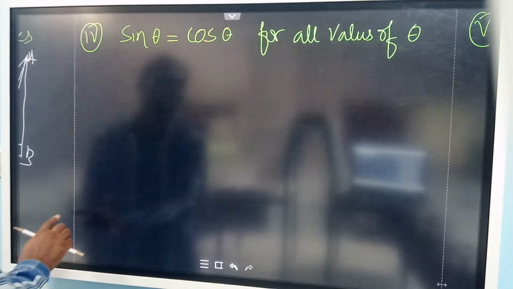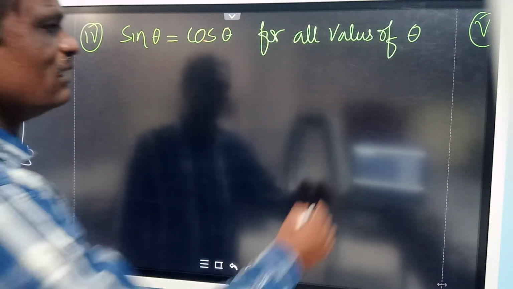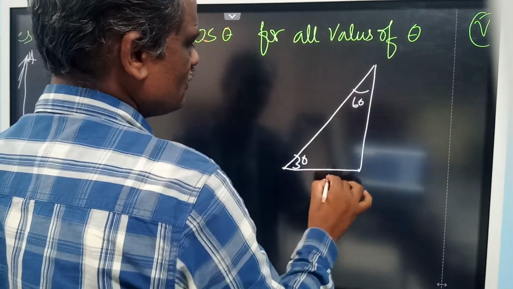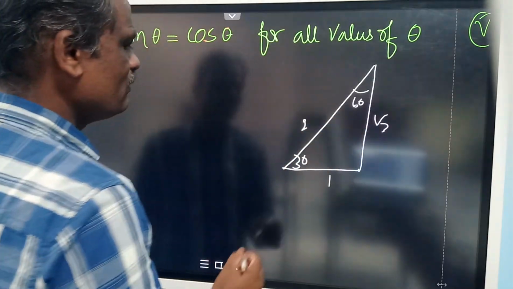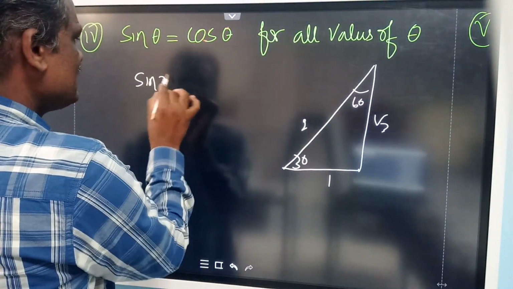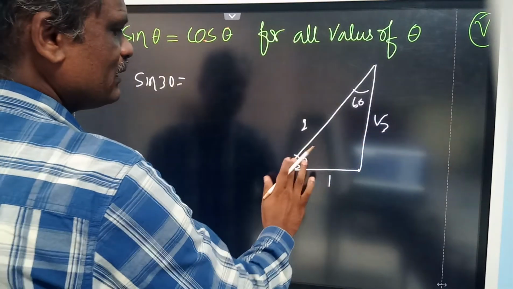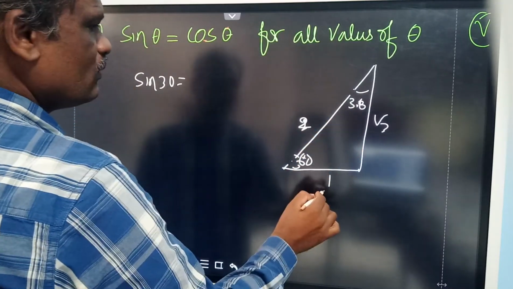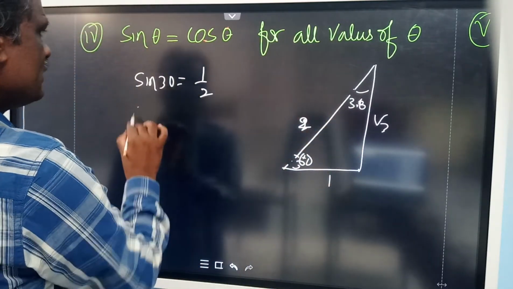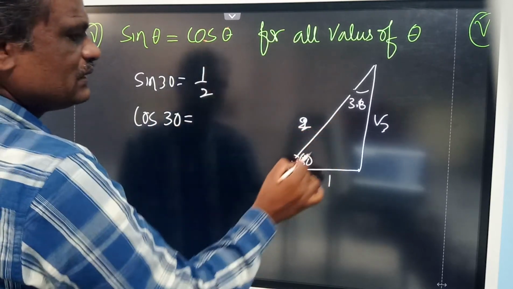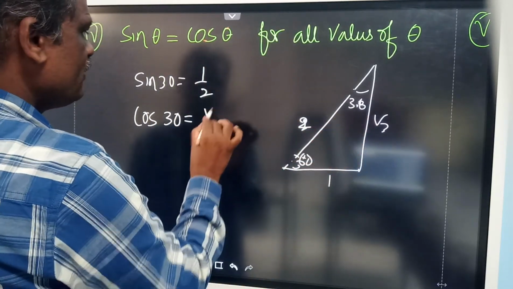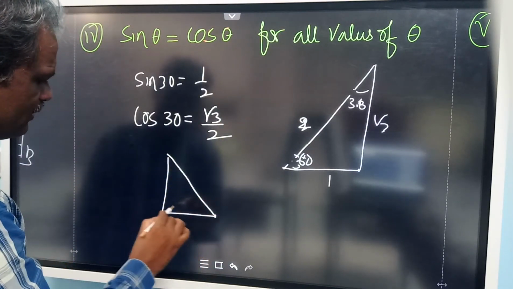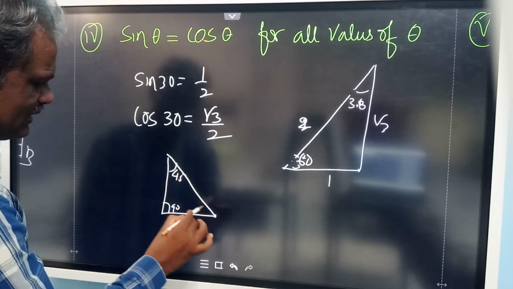Now, sin theta is equal to cos theta for all values of theta. Look at this: this is 30 degree, 60 degree. You know the ratio 1, 2, root 3. What is sin 30? Sorry, this is 60, this is 30. Sin 30 is 1 by 2. What is cos 30? Cos 30 is root 3 by 2. They are not equal. But there is a situation with 45 degree. You take 90 degree, this is 45 degree, this is 45 degree.